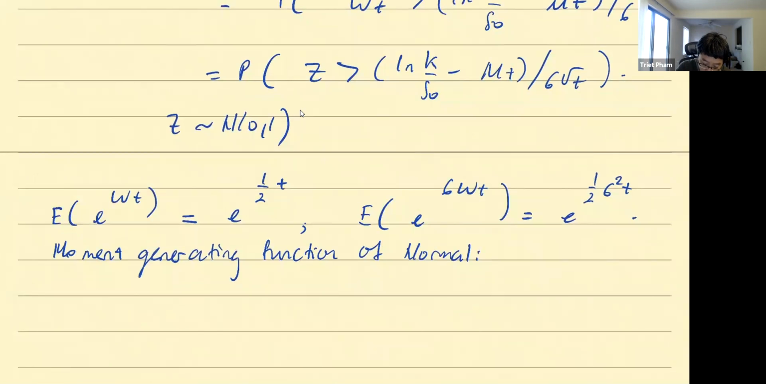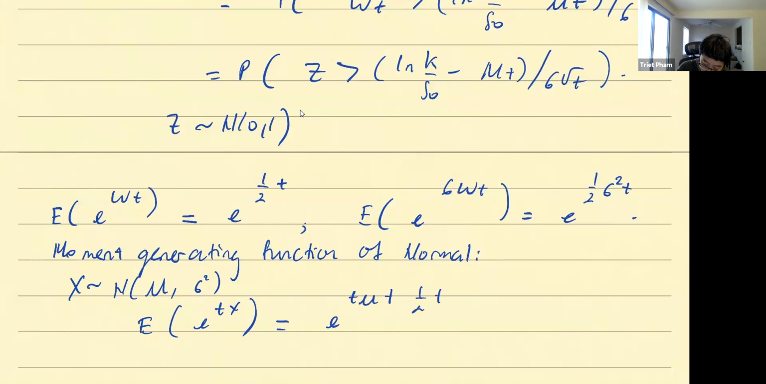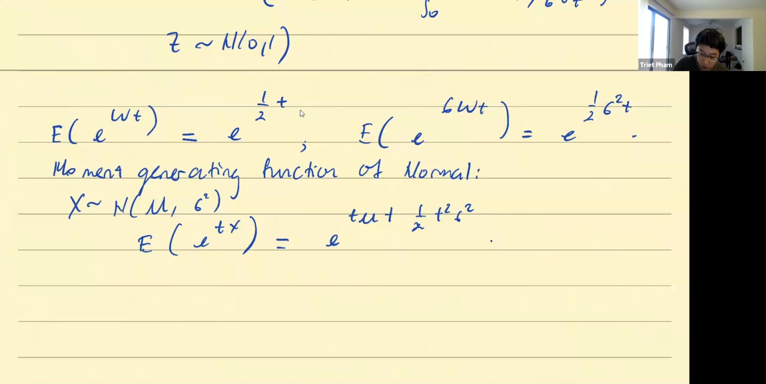So the generic statement is: if X is normal with mean mu and variance sigma squared, then the expectation of e to the tX, which is the moment generating function of X, is e to the t mu plus 1/2 t squared sigma squared. I want to show the computation of this for a little bit because it reviews the structure of the normal distribution.